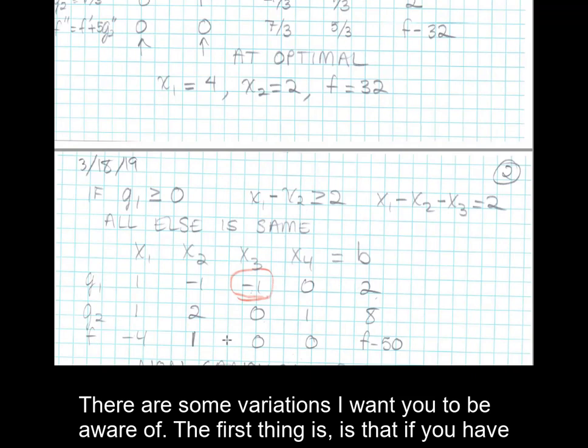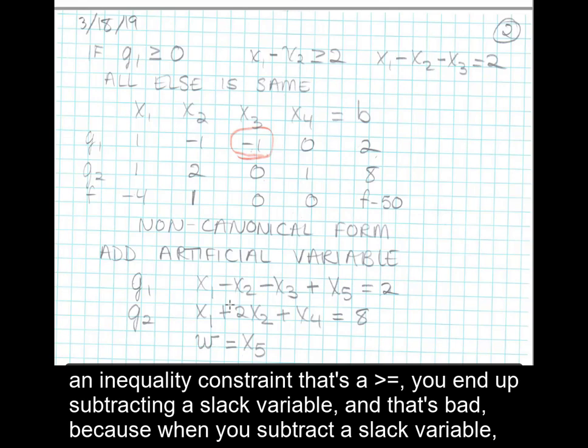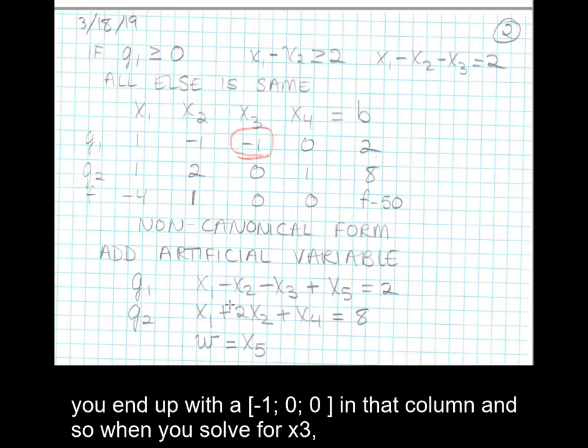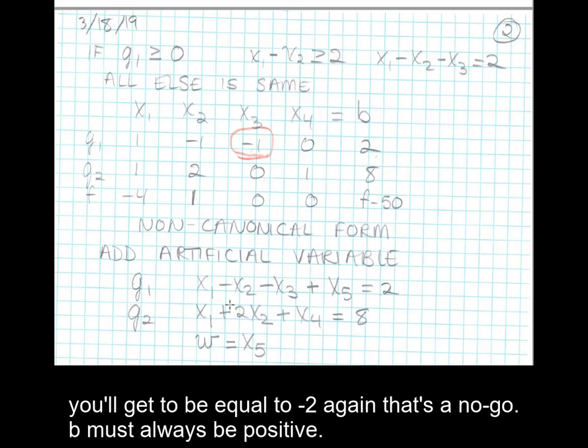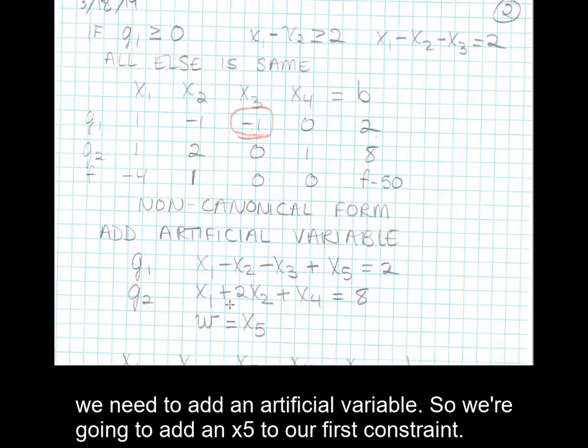There are some variations I want you to be aware of. The first thing is that if you have an inequality constraint that's a greater than or equal to, you end up subtracting a slack variable, and that's bad. Because when you subtract a slack variable, you end up with a -1 and a 0, 0 in that column. And so when you solve for x3, you'll get it to be equal to -2. Again, that's a no-go. B must always be positive. So in order to avoid that, we need to add an artificial variable.